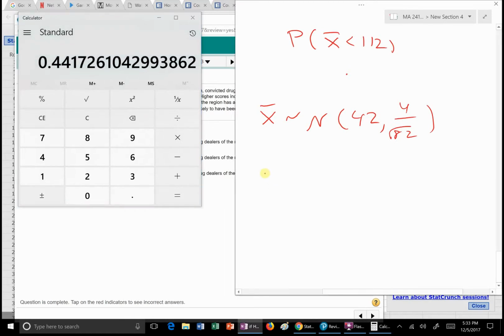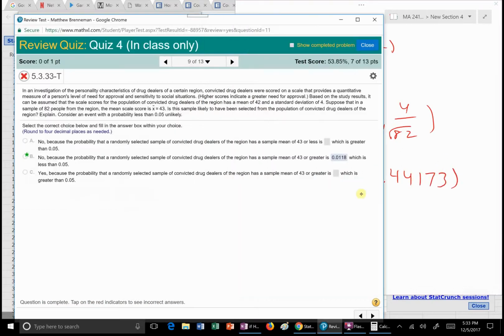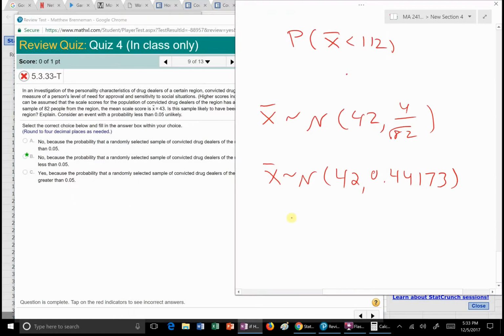Okay, so now we know that x bar comes from a normal distribution, if they come from that region, with a mean of 42 and a standard deviation of 0.44173, shall we say. Okay. Now our sample, the actual value of x bar, was 43. Is it likely that they came from that region? Well, we would have to compute the p-value, right?